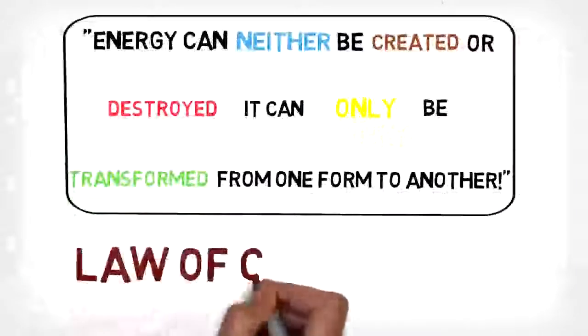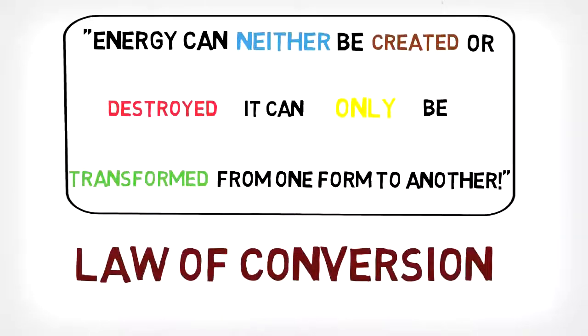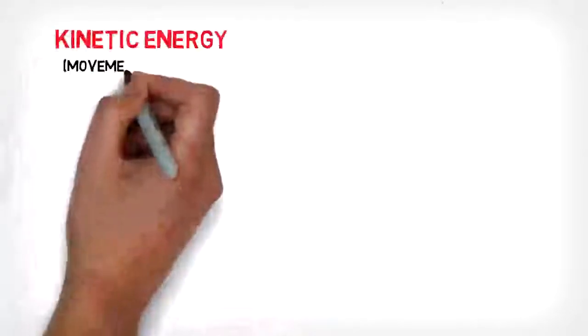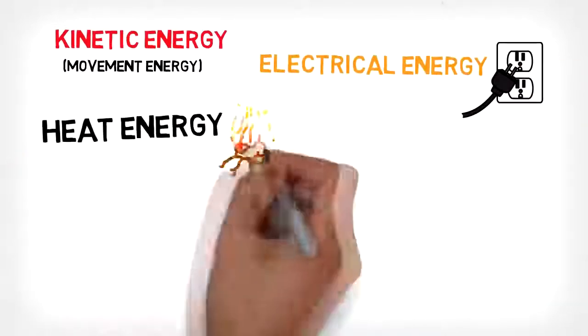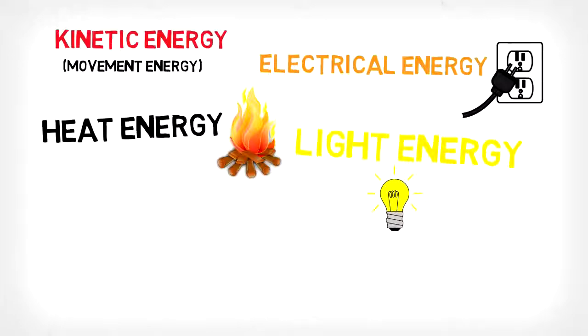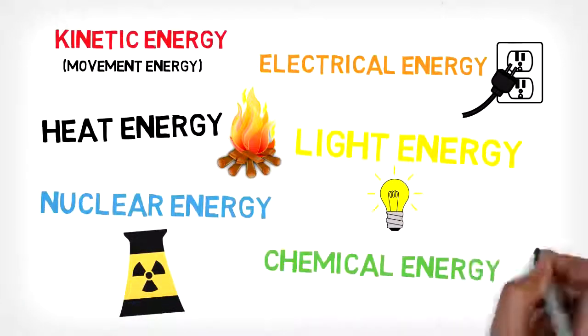This is called the law of conservation, and it means that to be able to use energy, we need to transform it from one form to another. There are many different forms of energy. For example, we have kinetic energy, which is movement energy. We also have electrical, heat, light, nuclear, and chemical energy.